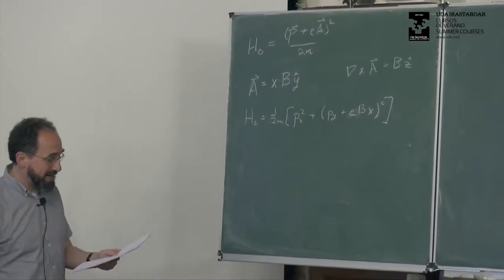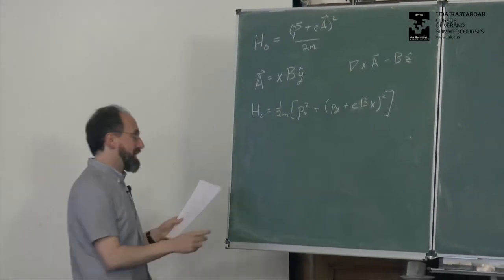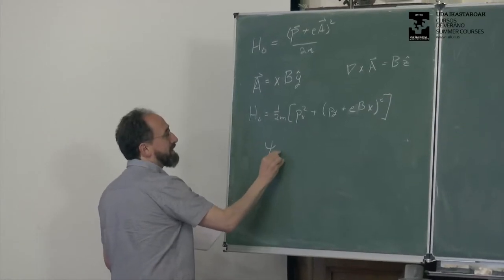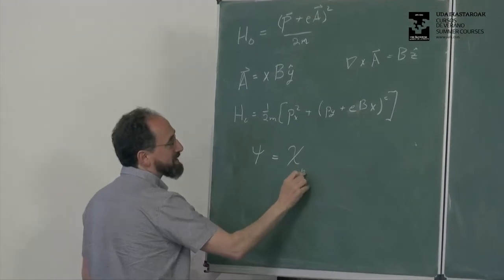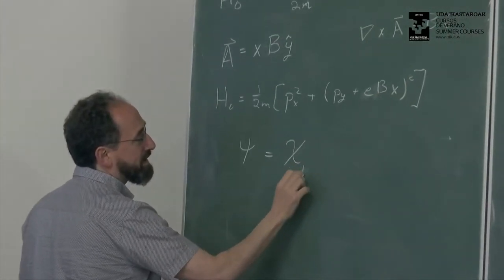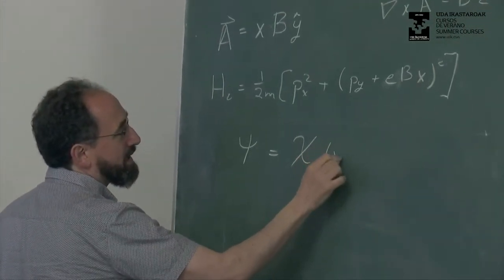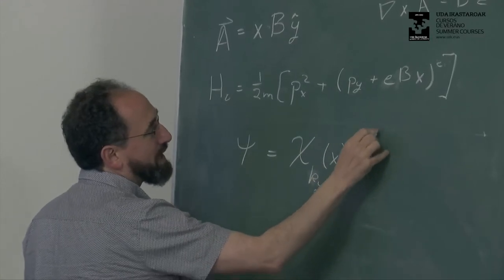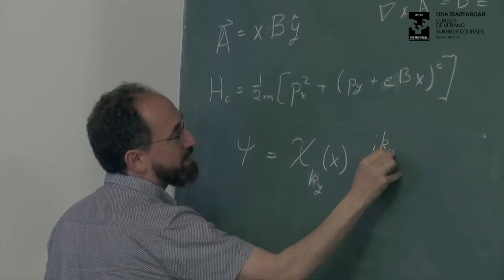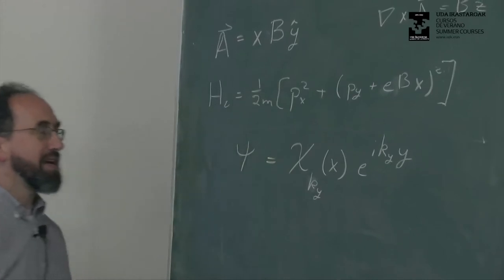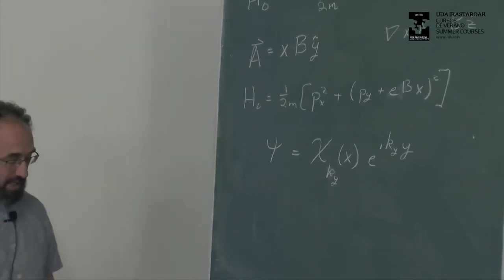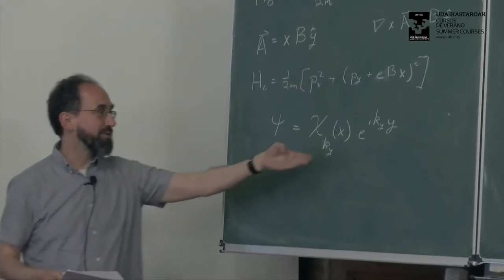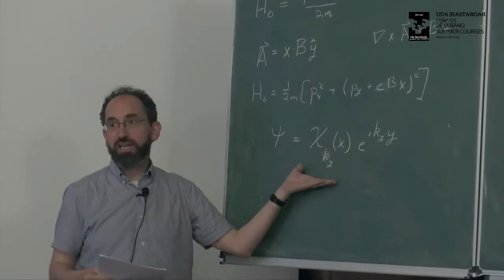Since the system is now translationally invariant in the y direction, the wave function has to be some function of x only, let's call it chi sub ky of x, times a plane wave in the y direction. The point of having a plane wave in the y direction is that we have a Hamiltonian that's translationally invariant in the y direction. So we now have a plane wave times some function in the x direction.